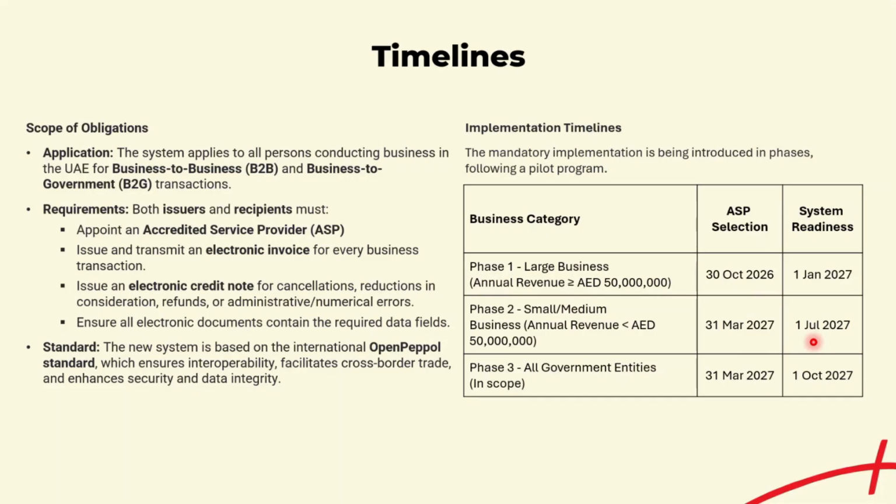Yes, even the government entities are not exempted from the e-invoicing framework. Even they have to follow the e-invoicing law. However, they will start a bit later, that is from 1st October 2027.